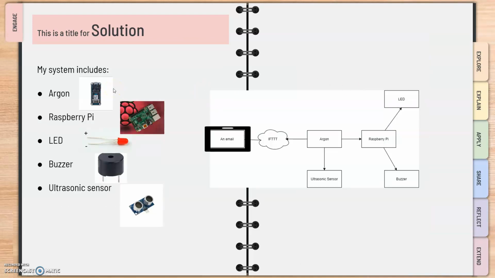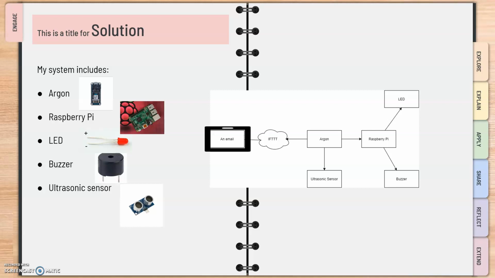And this is my system. It includes the Argon and Raspberry Pi, the two main devices, and the other parts: an LED, a buzzer and an ultrasonic sensor. This is the distance sensor. The distance sensor with the Argon will be set up outside of the door to check the door.